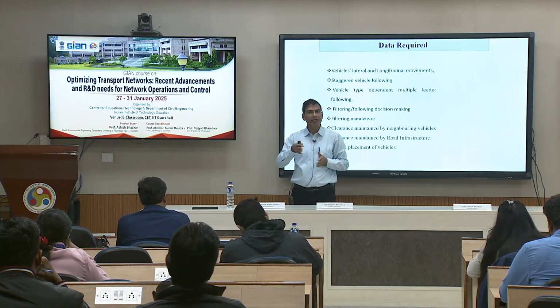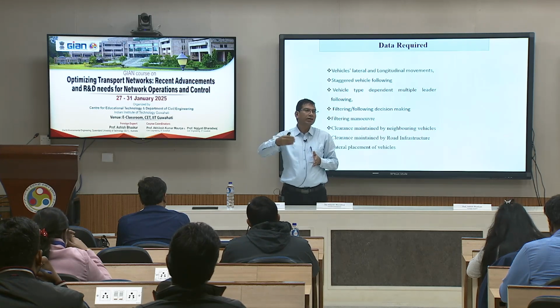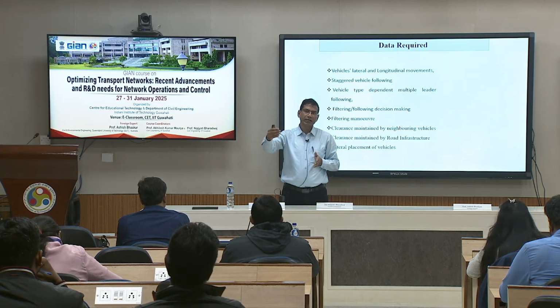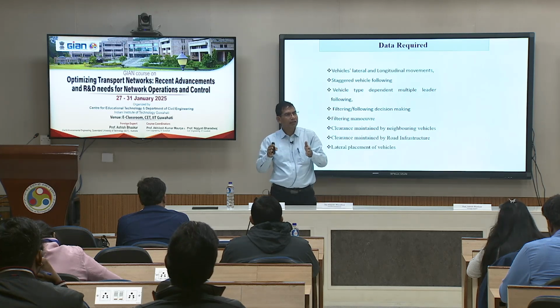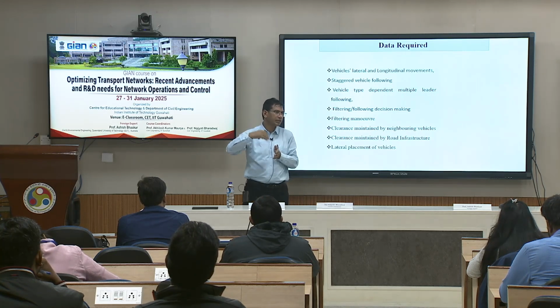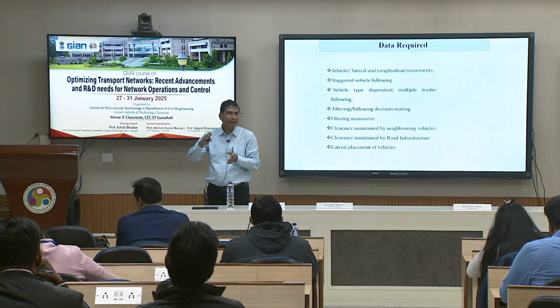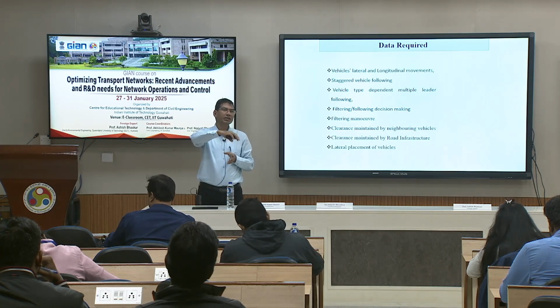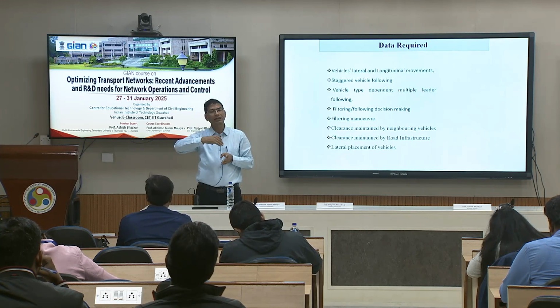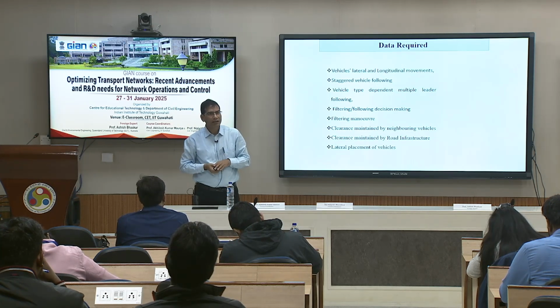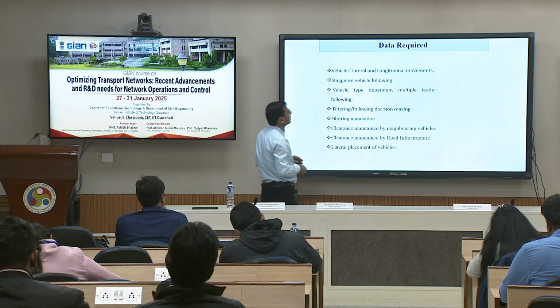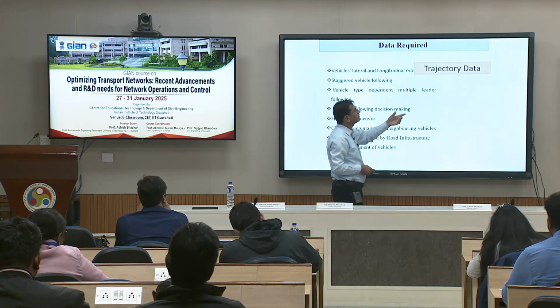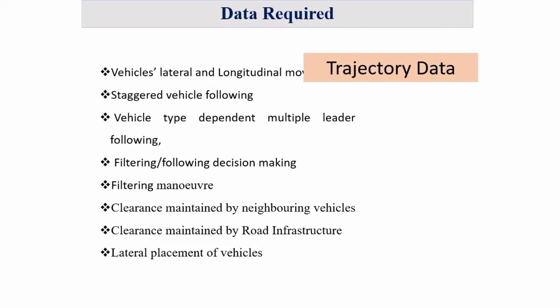If you have vehicle position at regular intervals, then you can figure out how much the lateral clearance is, how much the longitudinal clearance is, what the acceleration and deceleration were, everything. You can even observe how many vehicles are impacting your vehicle's behavior. All those things can be studied. So you need this trajectory data.